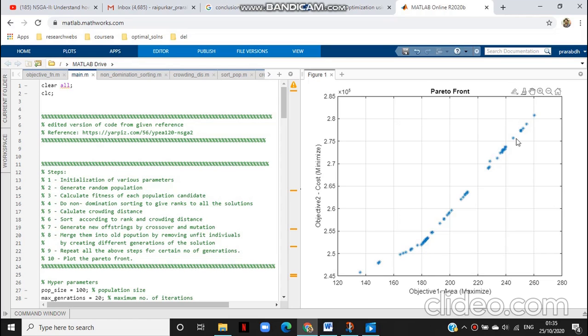So this is our Pareto front, and by seeing this we can say the most optimal solution, if we are looking for one, is around this 180 point and 2.5 times 10 to the power 5 cost. So this is the Pareto front we are getting.